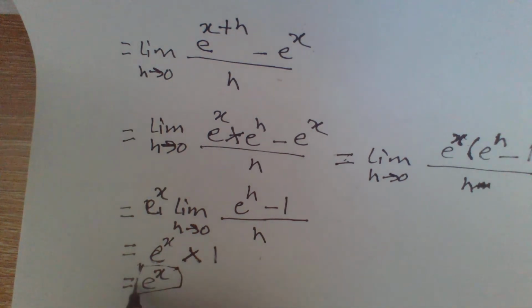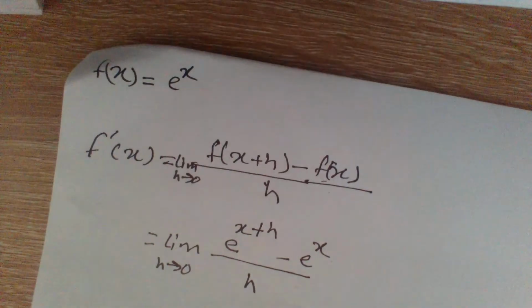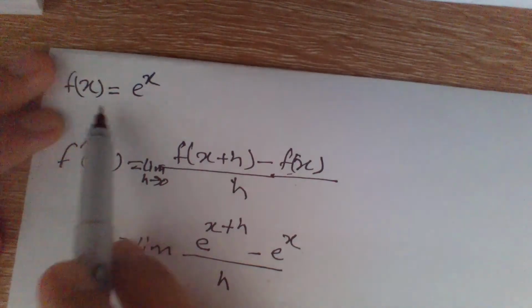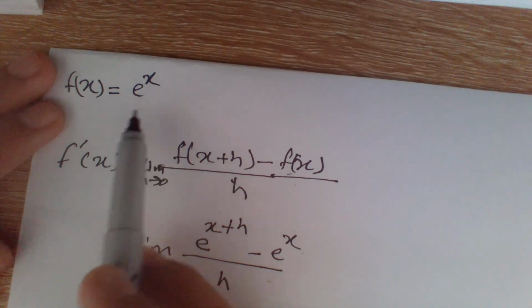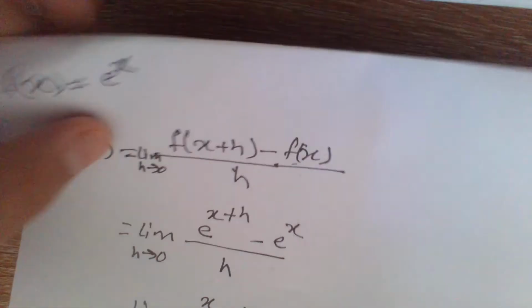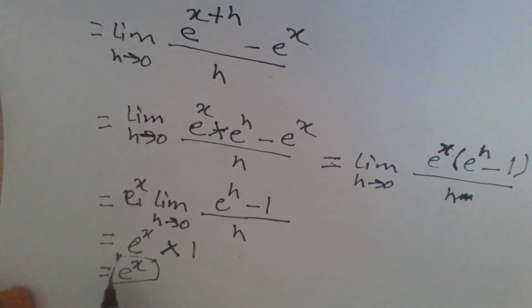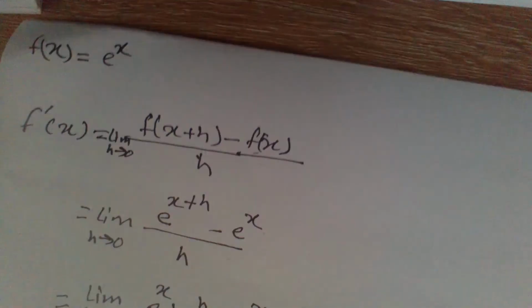So we just found out that the derivative of f of x equals e to the power of x is e to the power of x. The derivative of this equation gives us the same thing, e to the power of x, by going through these steps to solve this equation.